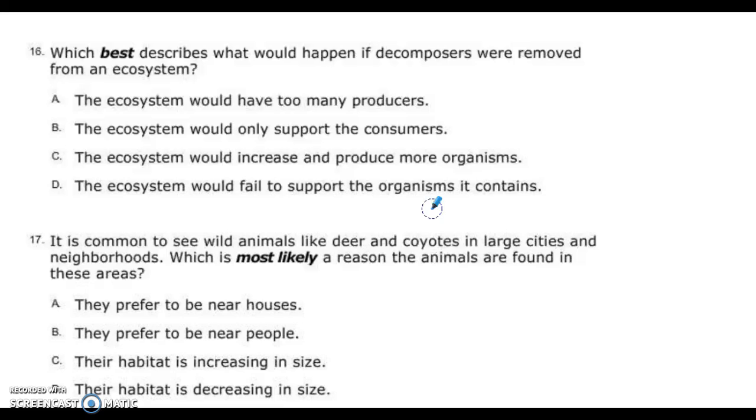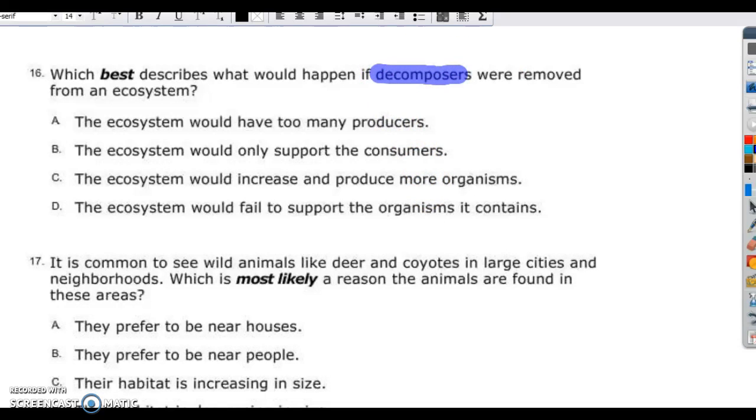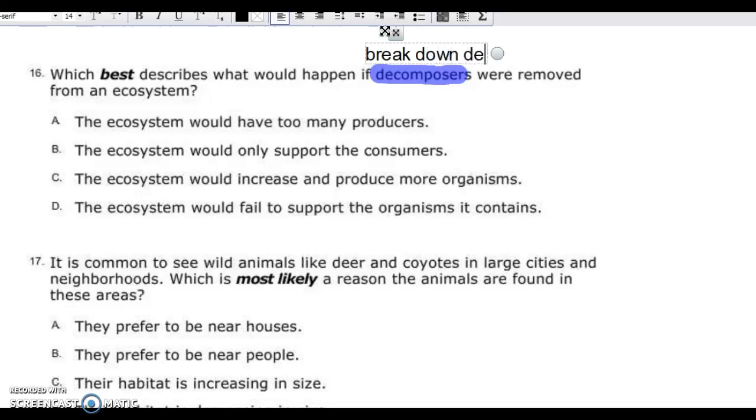Kate? Decomposers. All right, so I'm going to click this really quickly. Kate, tell me a little bit about decomposers. They break down dead things into good soil. And good soil and nutrients. Remember that nutrients, because that was something that messed us up yesterday.